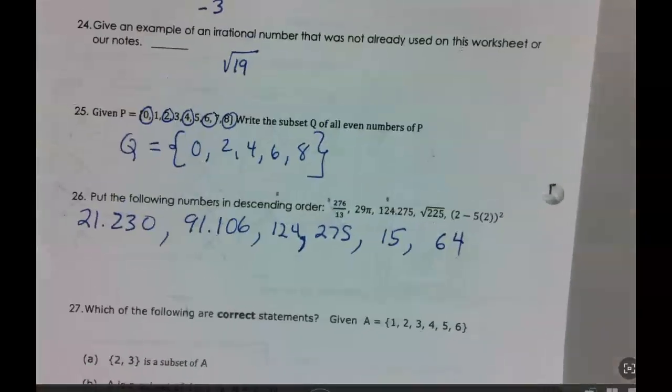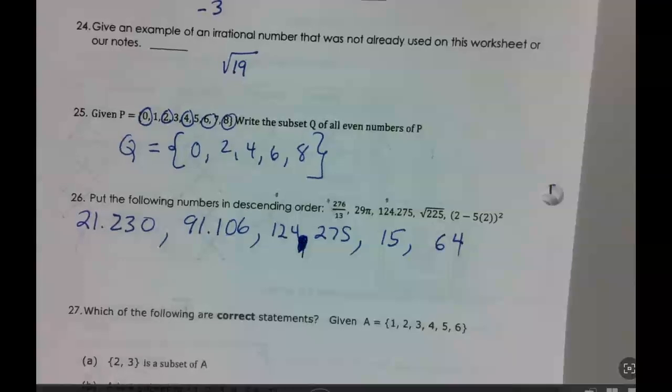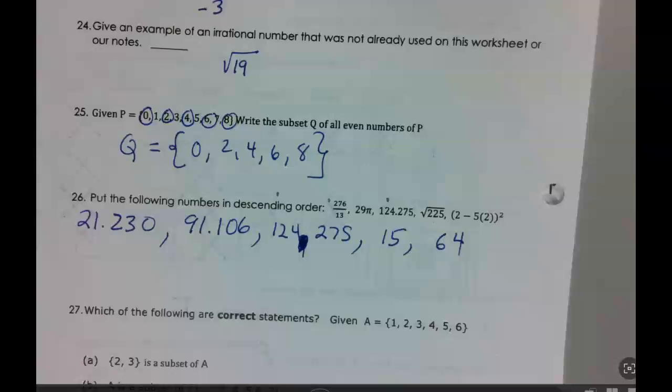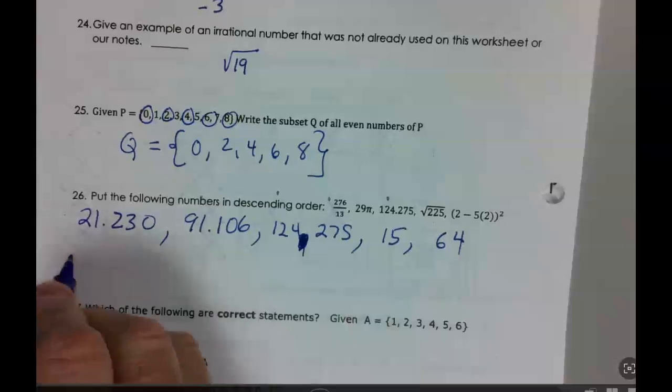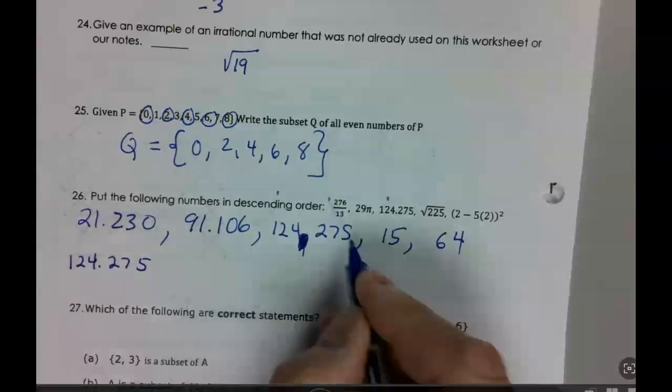Everybody see where I'm at? This should have been a decimal here, shouldn't it? Okay, it says in descending order, so we want the biggest one first, don't we? So which one's the biggest one? 124.2. Yeah, so that's going to go first. I'm going to get rid of that one.